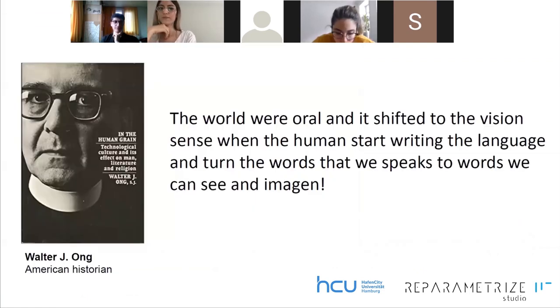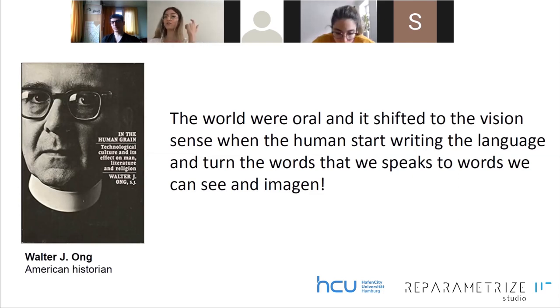If we can go to the next slide. It's actually really nice how you can see that architecture is everywhere, but we don't really think that it's everywhere. Walter Ong, he's an American, he works in history, and he said the words were oral and it shifted. And here I'm not quoting exactly his words, I'm explaining the idea. Anyway, the words were oral and shifted to the vision sense when humans started writing the language.